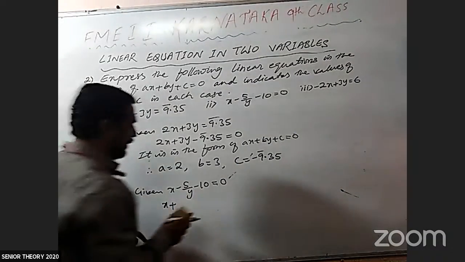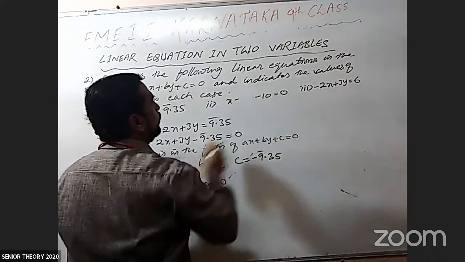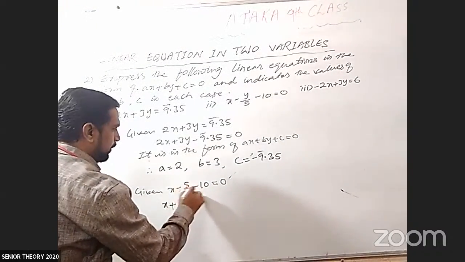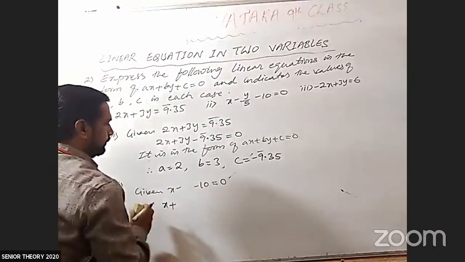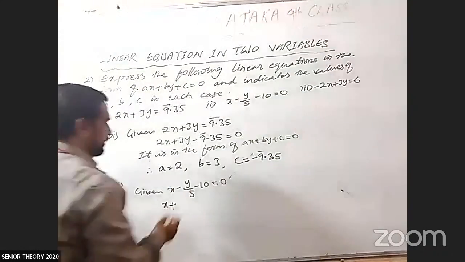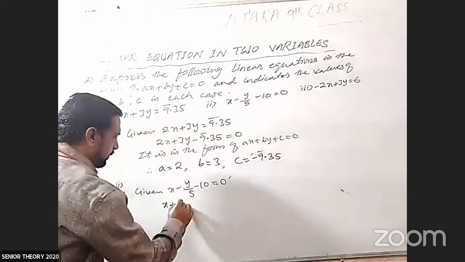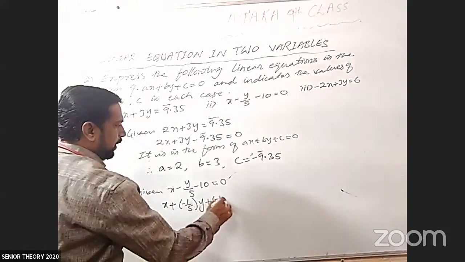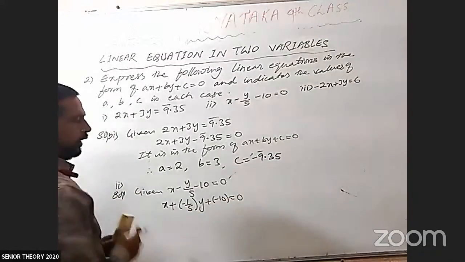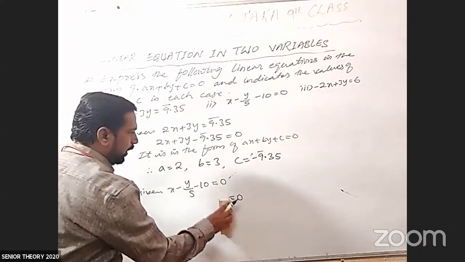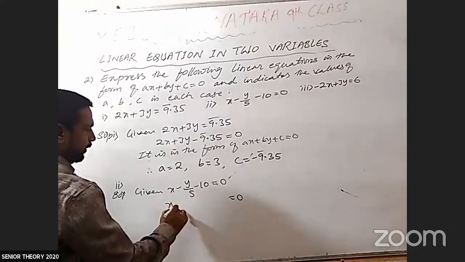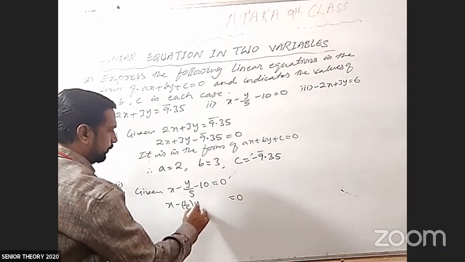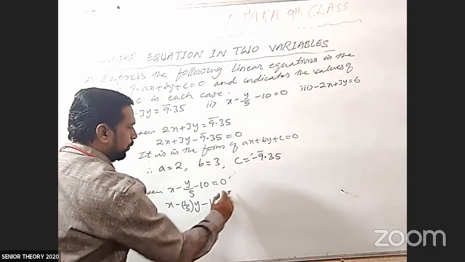See here, there is one mistake in the question. Y is on numerator, y by 5. It is y by 5. So we can write this equation like this: x plus minus 1 by 5 into y plus minus 10. You can write it this type, or directly, if you write like this, it will work: x minus 1 by 5 into y minus 10 is equal to 0.